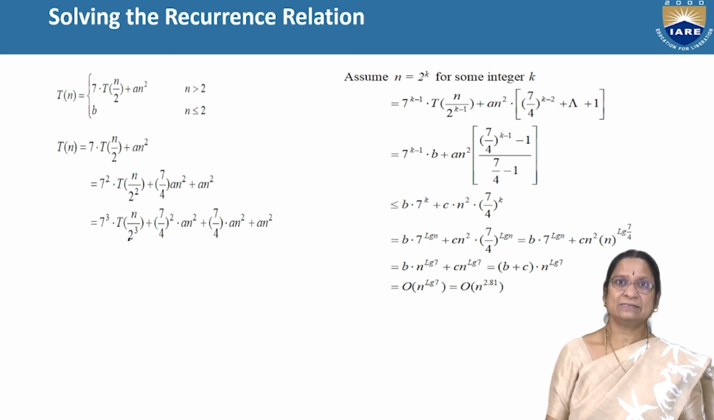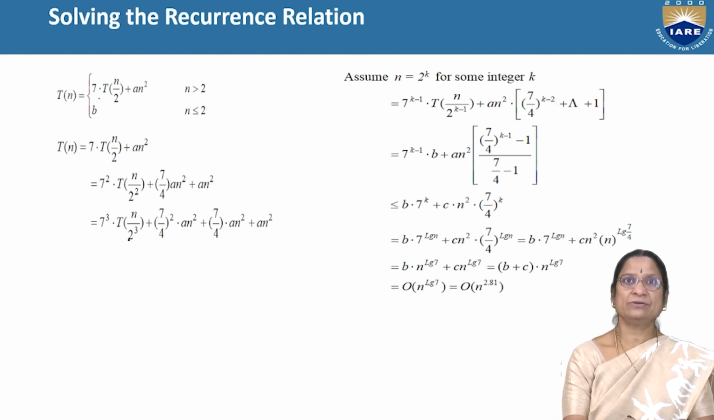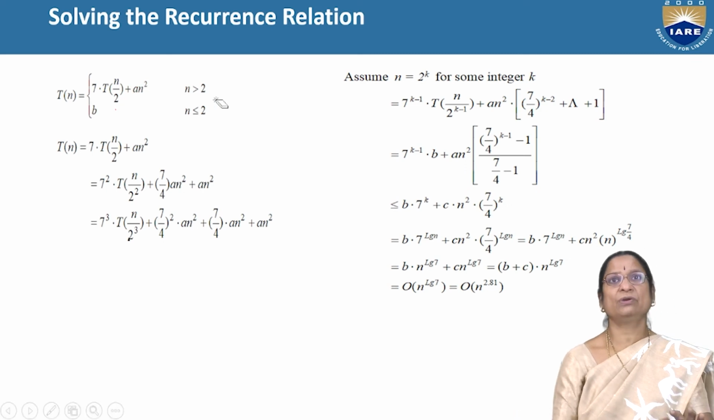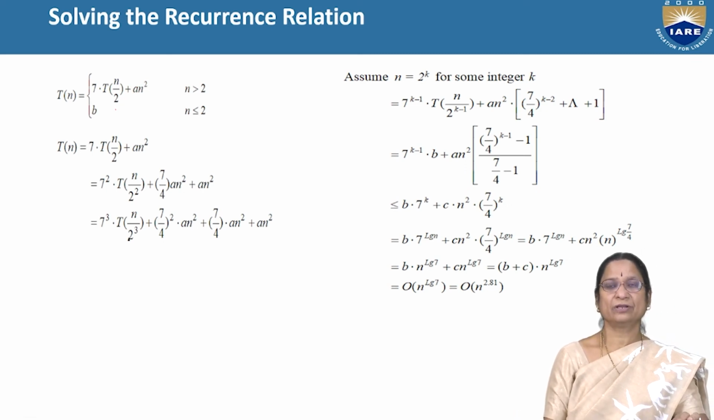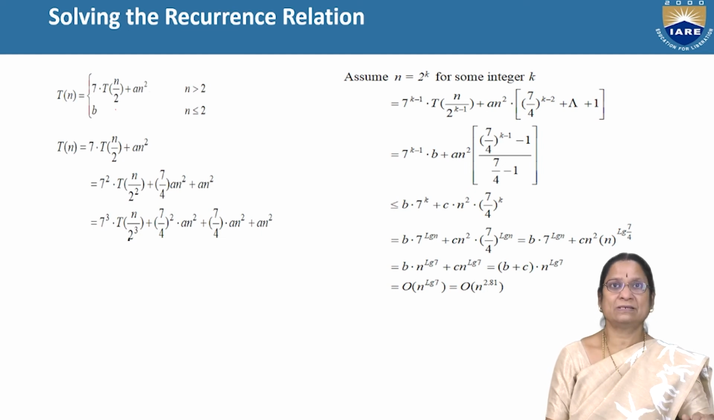So to solve this recurrence relation of Strassen's algorithm, we are calling 7 times. So that's why our a value is 7. Every time we are dividing by 2. So T of n by 2 plus a n square. a is the number of additions. This is for n greater than 2. If n is less than or equal to 2, you can compute the value directly. So we'll solve this actually. While solving, you can use the substitution method or Master's theorem.